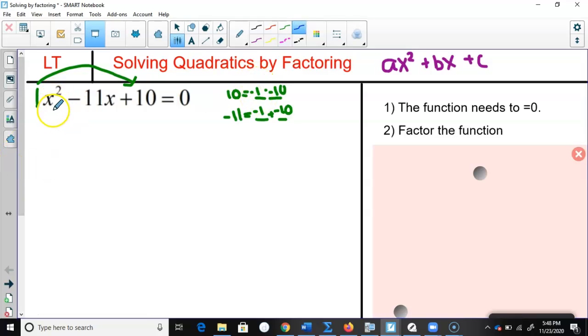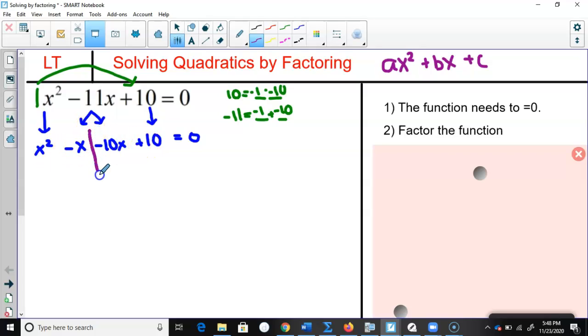The next step when we are factoring by grouping is we want to write down this first term as is, x squared. We uncombine that middle term. We use what we got right here to uncombine that, so that's negative 1x minus 10x, and then we keep the constant, so plus 10 equals 0.